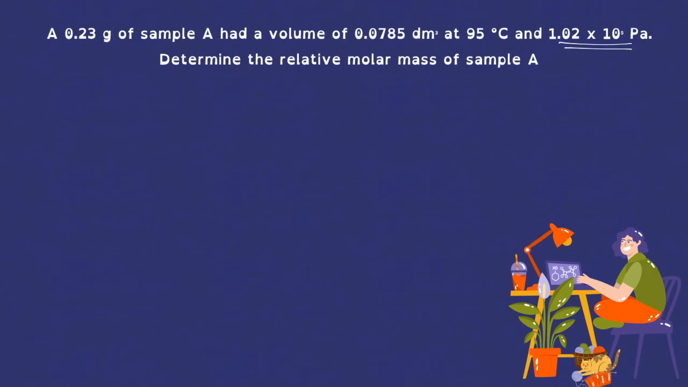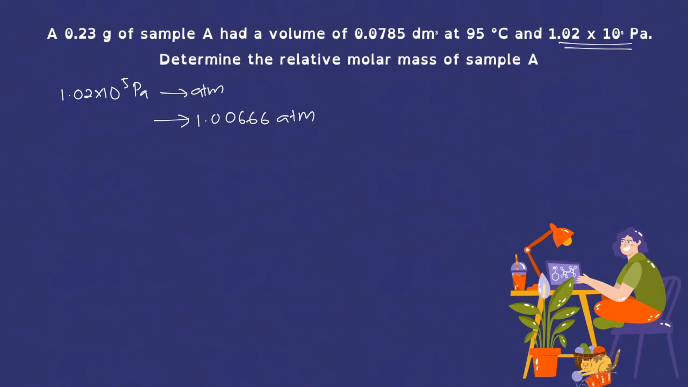Therefore, the first thing that you need to do is to convert 1.02 × 10^5 Pascal to atm. So you should be able to get 1.00666 atm. You can either do this the manual way, to convert from Pascal to atm, or you can directly press it from your calculator.